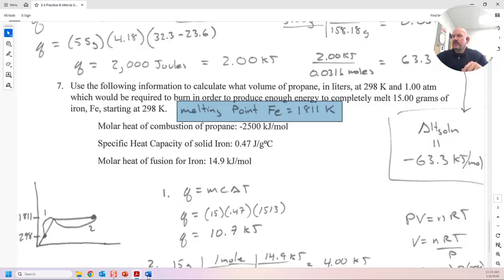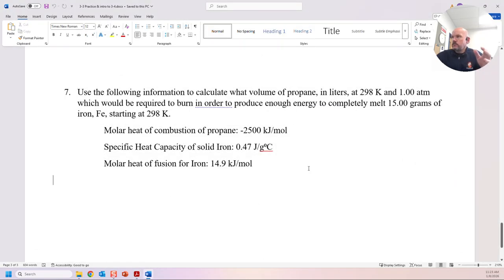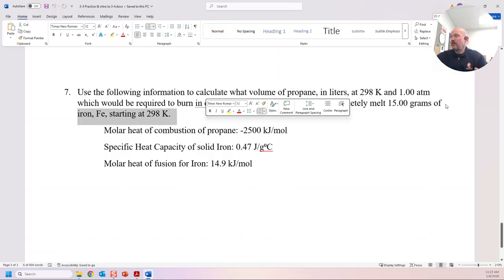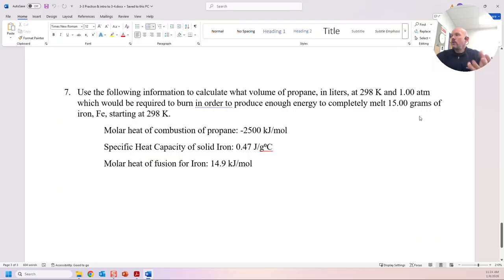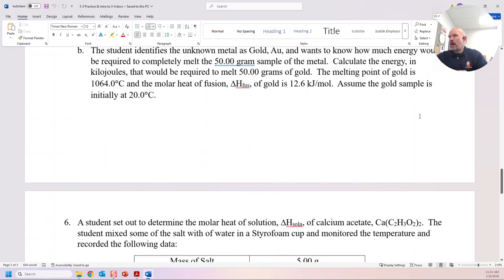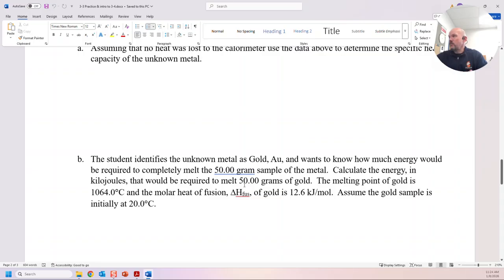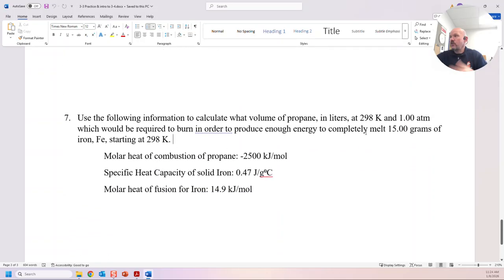All right, so let's look at it. The student wants to know how much propane they're going to need to burn in order to melt an amount of iron, 15 grams of iron. So let's understand what we have to do. It's kind of like this problem here, like how much energy is required to melt 50 grams of gold, right? So the first part of this question is determining how much energy we need to melt 15 grams of iron. So that's the first thing we have to calculate.